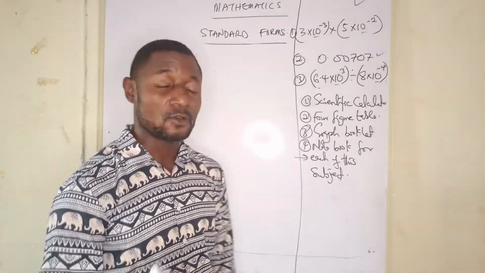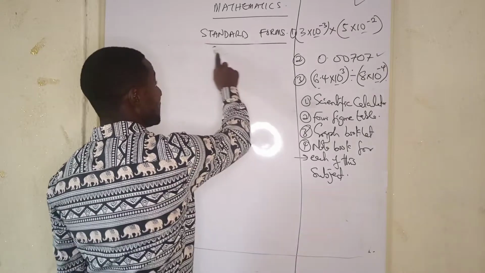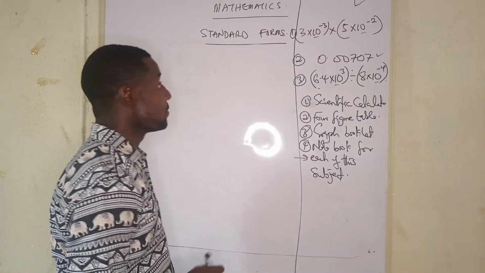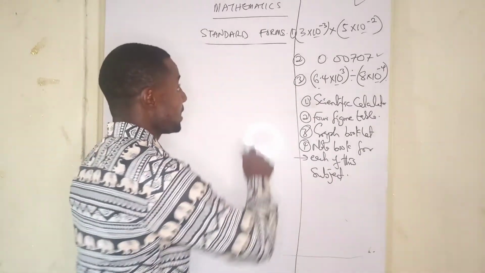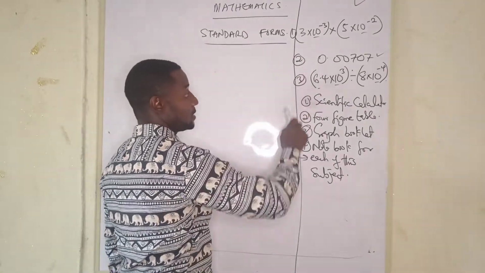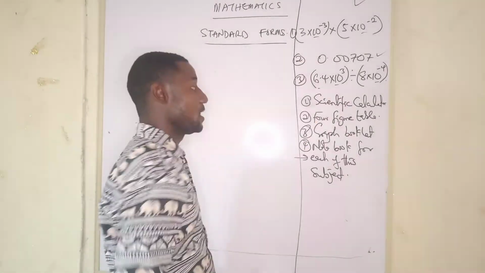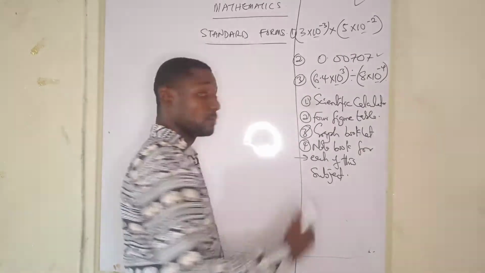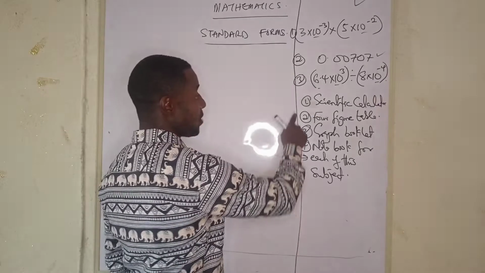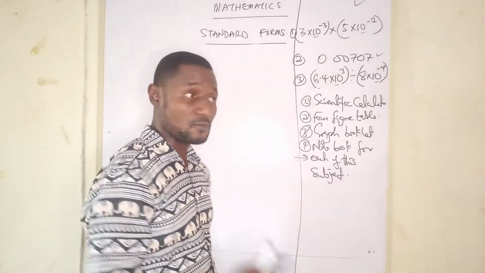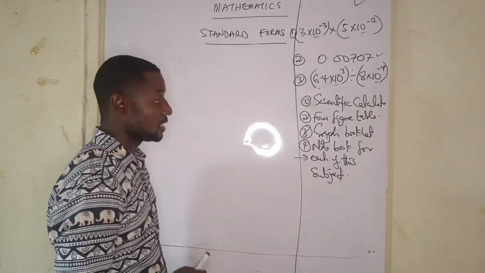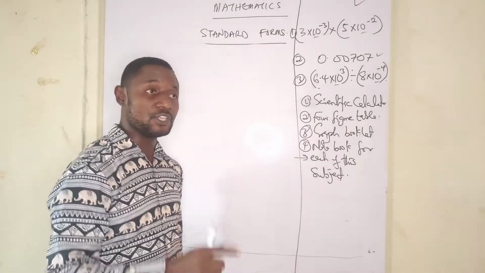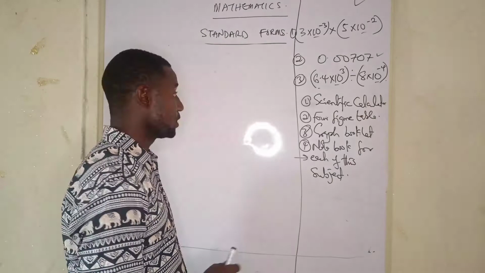Today, we'll be taking the concluding part of standard form. In our last class, I gave us some assignments, 3 of them, and I also told us that we had to get some materials ready because we'll be needing them from time to time. Number 1, scientific calculator. 2, 4-figure table. 3, graph booklet. And number 4, you will need notebooks for each of these subjects.